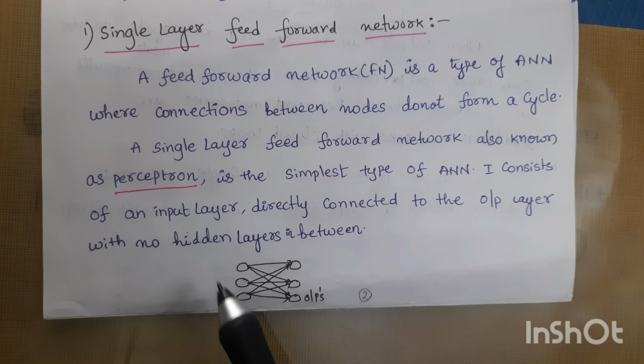Now this is a diagram for the single layer feed forward network. These are called input values, these are called output values. One input is connected with three output values.